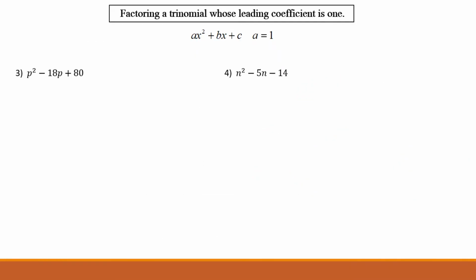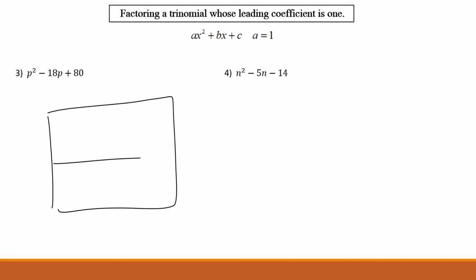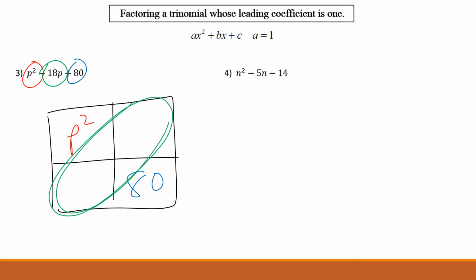Okay, so let's check out number 3. Again, take a moment, write these down. Okay, and I'm going to use the area model again. I'm going to set that up with the area model and say, p squared goes there, 80 is positive, goes there. And again, it's the middle term, the negative 18, that comes from those two areas added together.